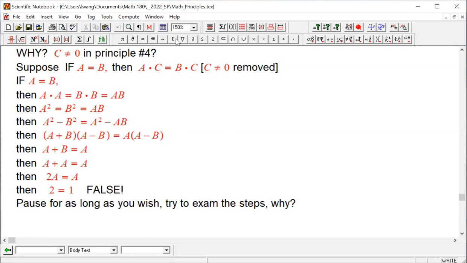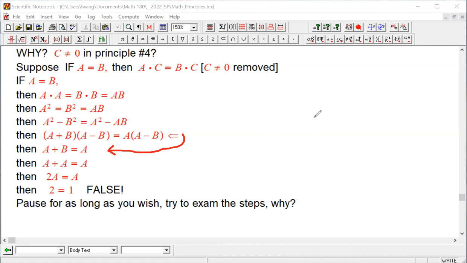Okay, so here's the answer. The problem is this step, from this step to the next one. When we cross out the A minus B, we know that A is the same as B. So when you do A minus B, you're dividing by 0. We're dividing both sides by 0. So when we divide both sides by 0, it causes this fatal falsehood.